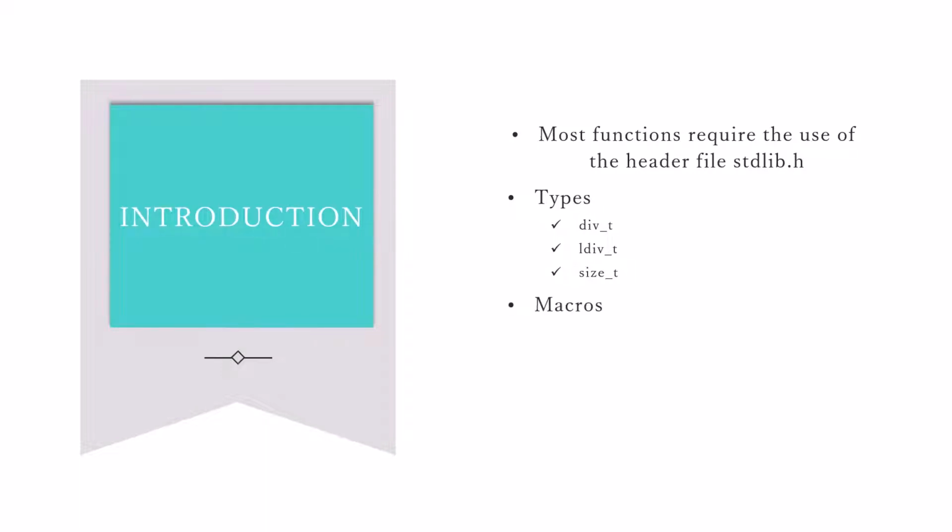We have macros that we're going to discuss. Now we already know about NULL, but we're going to discuss RAND_MAX, which has to do with random numbers, EXIT_FAILURE, as well as EXIT_SUCCESS.